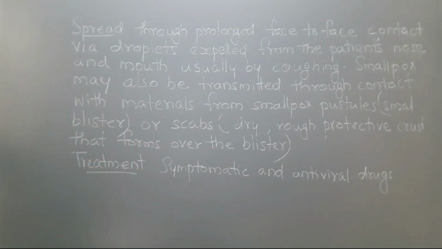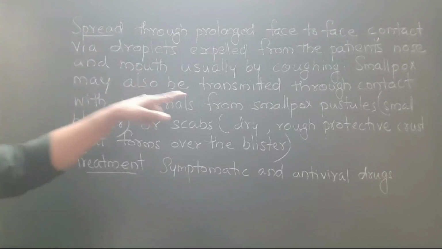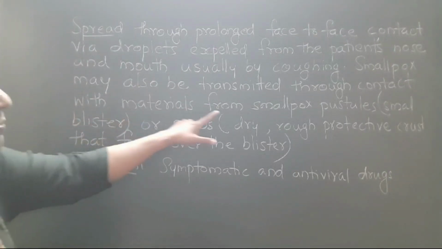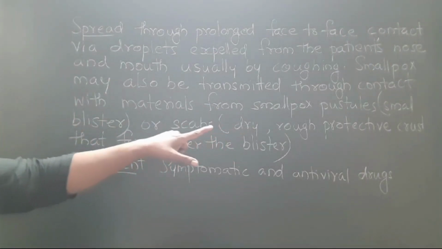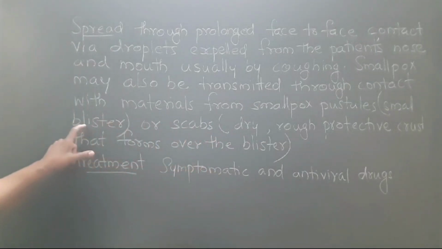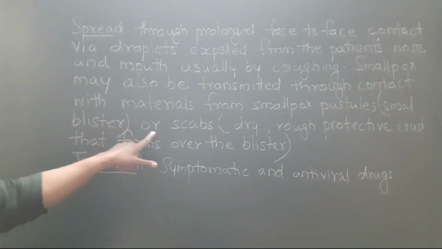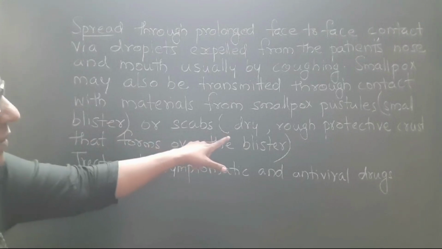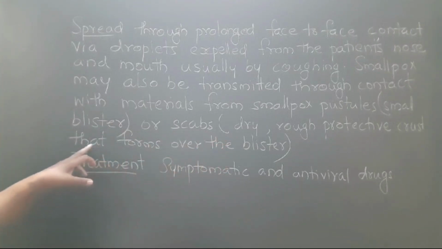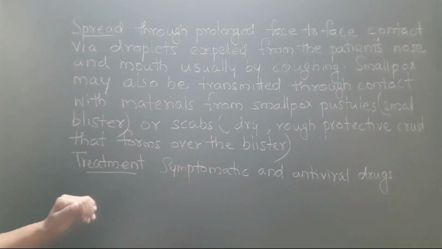Through prolonged face-to-face contact via droplets expelled from the patient's nose and mouth, usually by coughing and sneezing. Smallpox may also be transmitted through contact with materials from smallpox, that is pustules. What is pustules? Small blisters. Or scabs, that is dry, rough protective crust that forms over the blister.